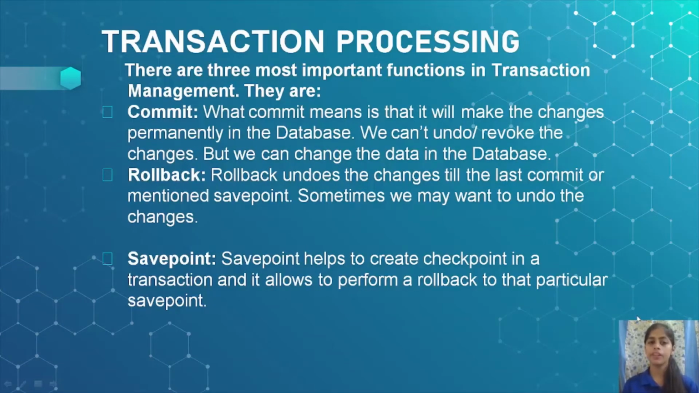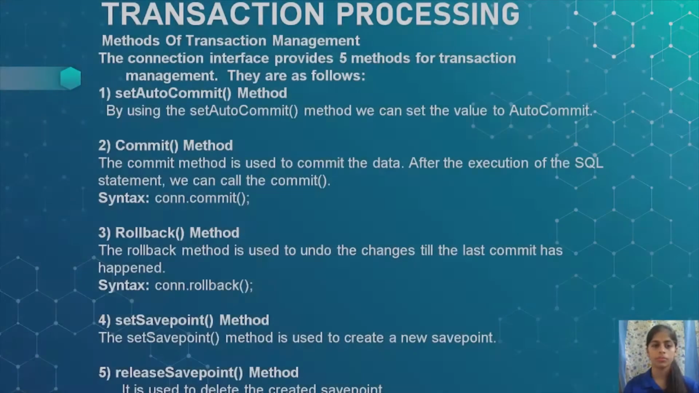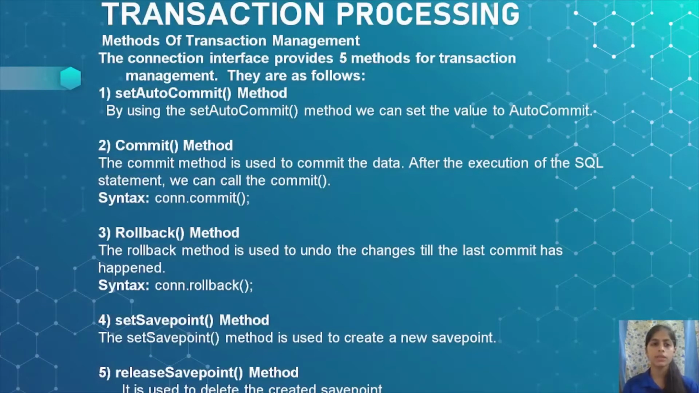There are three important functions in transaction management. They are commit, rollback, and save point. Commit: what commit means is that it will make the changes permanent in the database. We can't undo or revoke the changes, but we can change the data in the database. Rollback: rollback undoes the changes till the last commit or mentioned save point. Sometimes we may want to undo the changes. Save point: save point helps to create a checkpoint in the transaction and it allows us to perform a rollback to the particular save point.